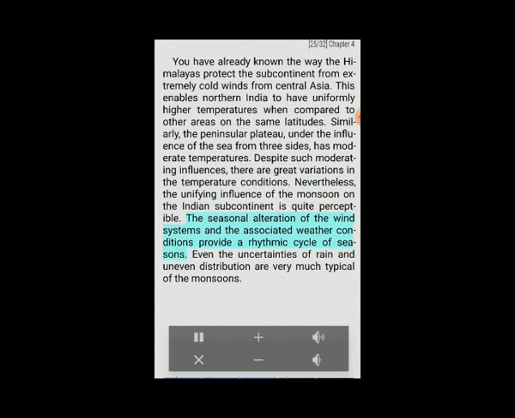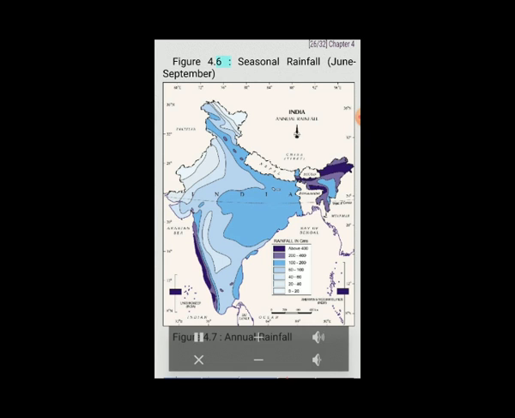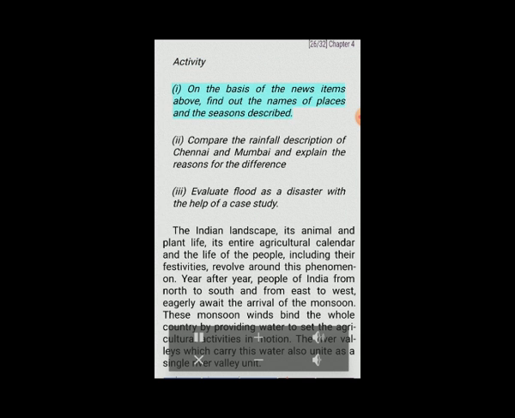The seasonal alteration of the wind systems and the associated weather conditions provide a rhythmic cycle of seasons. Even the uncertainties of rain and uneven distribution are very much typical of the monsoons. Figure 4.6. Seasonal rainfall, June-September. Figure 4.7. Annual rainfall.